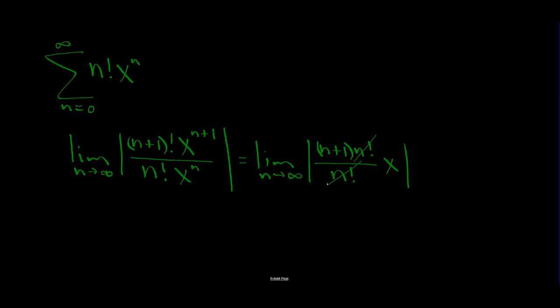Now, this is going to be infinity. No matter what we choose x to be, this is going off to infinity. The only exception to that is if x equals 0. So this thing only converges if x equals 0. So we say the radius of convergence is 0.